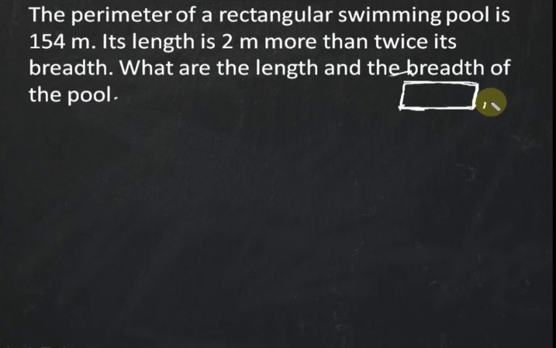So it is a rectangular swimming pool and the perimeter is 154 meters. Length and breadth you don't know. So your length is 2 more than twice its breadth. Length is being compared to breadth. So consider breadth to be x. Length is being compared to breadth, and you don't know the value of breadth. So start by writing let the breadth be x meters.